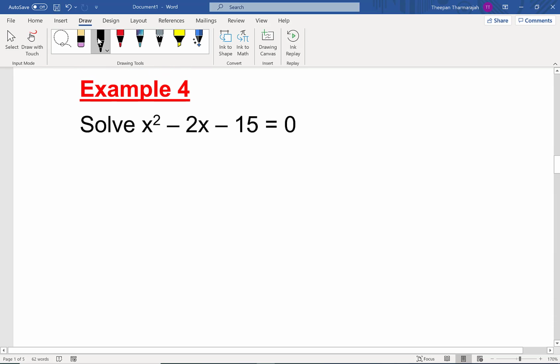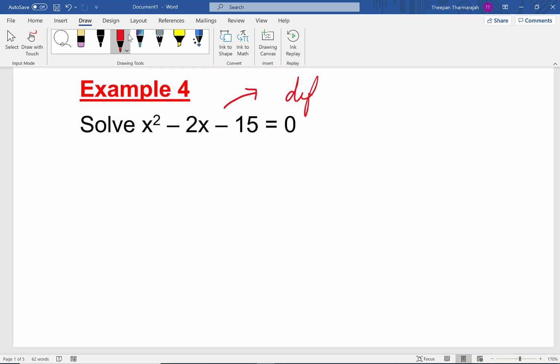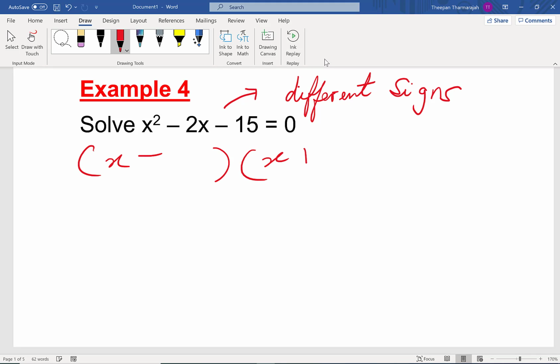The next example. Whenever you have a minus at the end, remember the rule here is that you must have different signs in both brackets. So you're going to have different signs, meaning one's a plus, one's a minus. So we can open up two brackets here. One's a minus, one's a plus. It does not matter about the order of the plus and the minus.